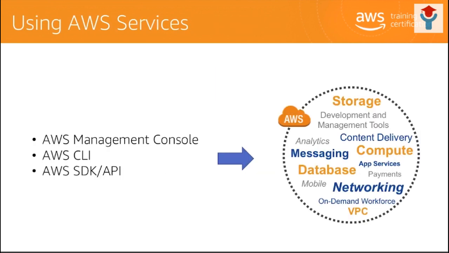So how do we interact with AWS services? We call application programming interfaces, or APIs, to tell the services what to do. There are three methods for calling APIs: the AWS Management Console, the AWS Command Line Interface, or CLI, and using the language-specific software development kits or direct API calls.